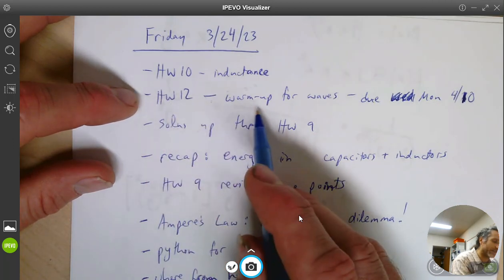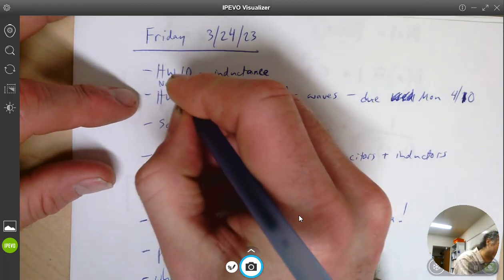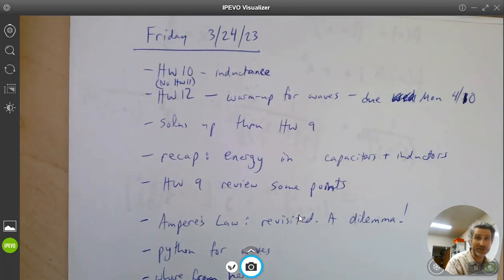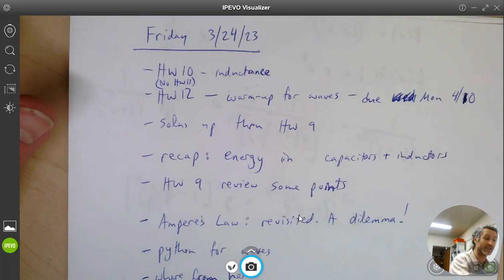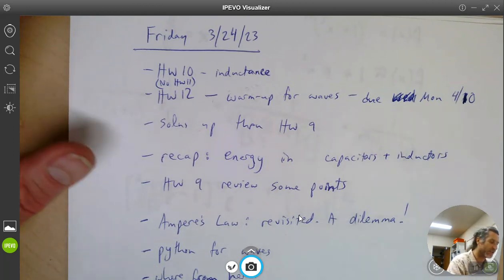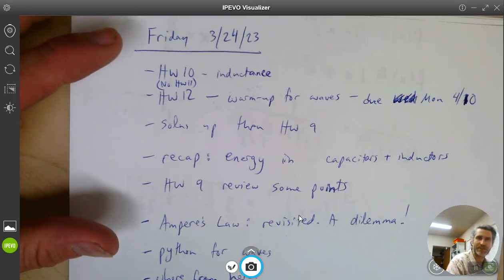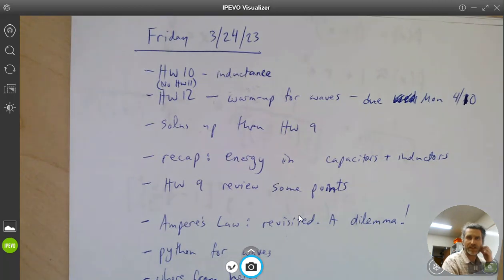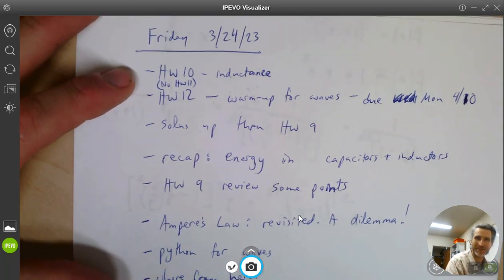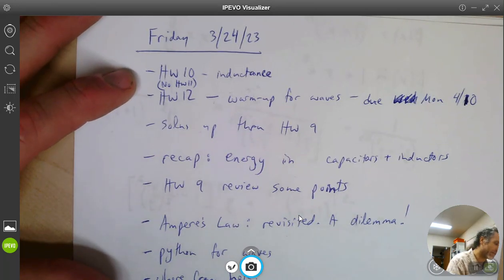Homework 12, notice that there's no homework 11. I should write that here. No homework 11. I made a judicious choice to skip a little bit more detailed exploration of circuits. If you would just like a copy of that just to see what it is, or just try it on your own, say you wanted to get a little bit more practice with inductors and capacitors and circuits, I don't want to hold you back, so let me know. I can share that with you.